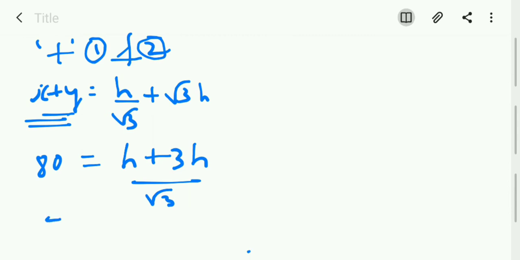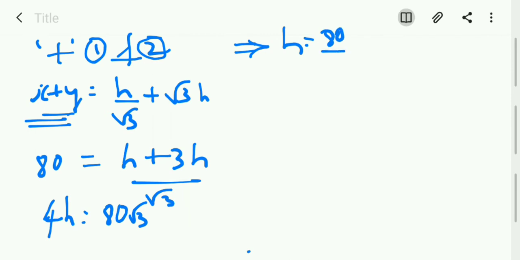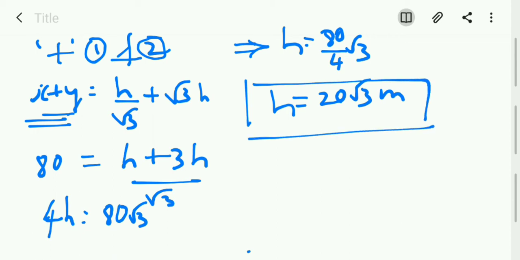So this becomes 4H is equal to 80 into root 3, which implies H is equal to 80 by 4 into root 3, which is nothing but 20 root 3 meters. Now what is the height of the pole? Therefore the height of the pole is 20 root 3 meters. Easy.